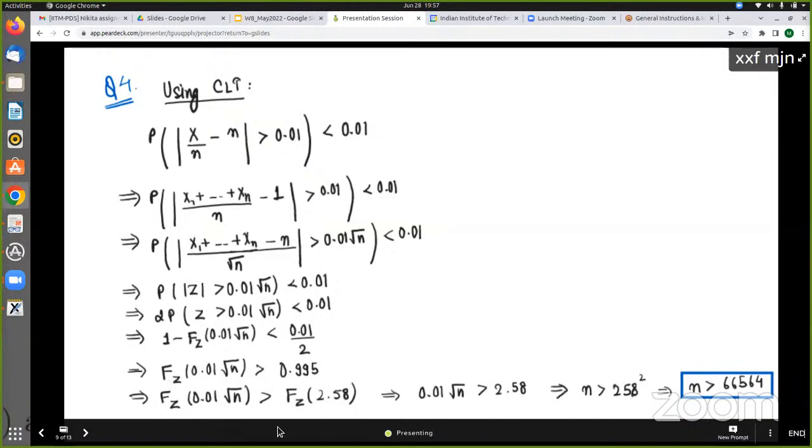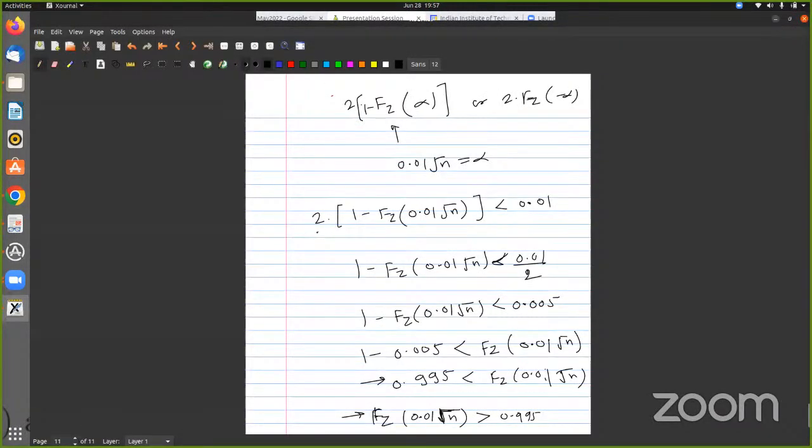So these values should be equal, right? Yes, sir. Or I can take the fz inverse on both sides. It will become 0.01 root n greater than 2.58. Now this root n is there, so I'll do the square. Or first of all, this step I'll write.